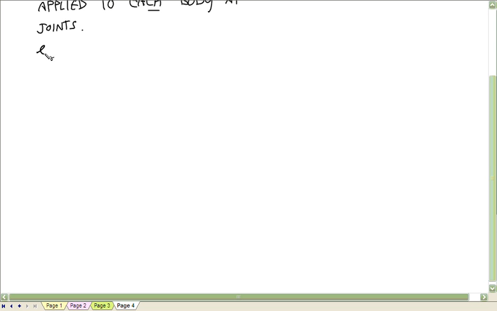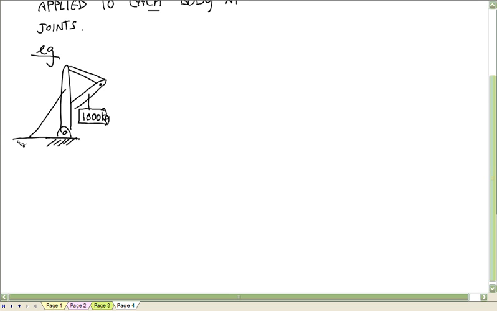So an example of this kind of problem, one example would be like this, where all these are pin joints. That's sort of a common type of problem. And you want to figure out on each of these bodies what are the external loads, okay?